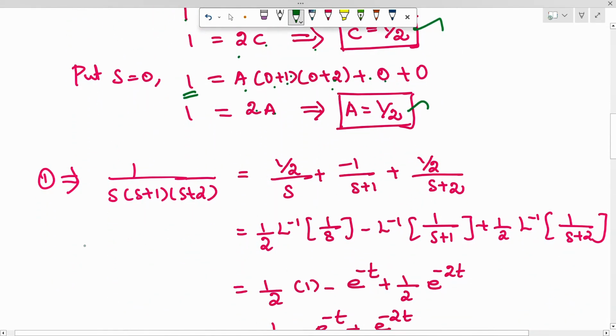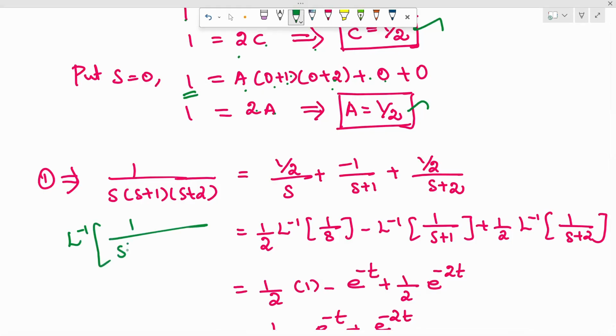Now apply L inverse on both sides. L inverse of 1 by s into s plus 1 into s plus 2 equals, we can write here, 1 by 2 constant, 1 by 2 into L inverse of 1 by s, minus, the numerator has a negative sign, so we can write minus L inverse of 1 by s plus 1, plus 1 by 2 constant, 1 by 2 into L inverse of 1 by s plus 2.